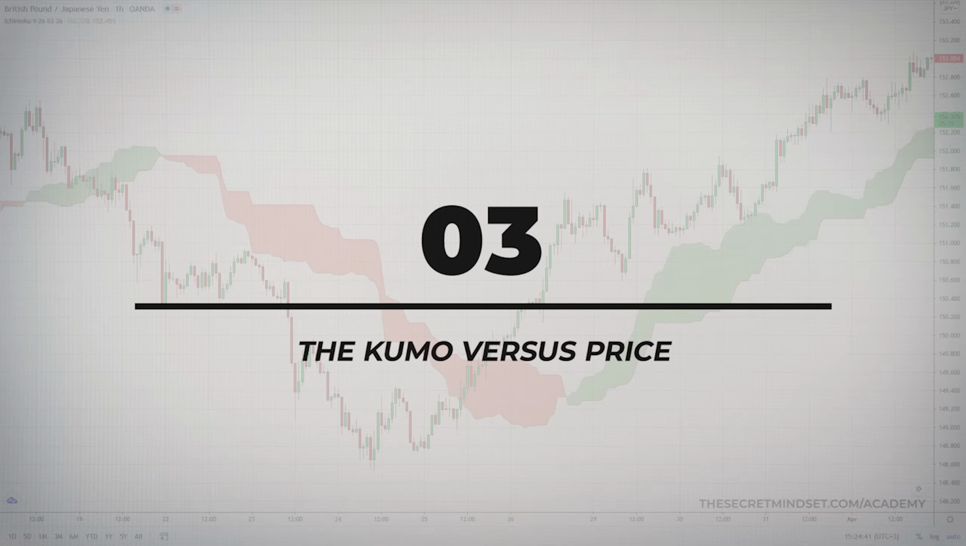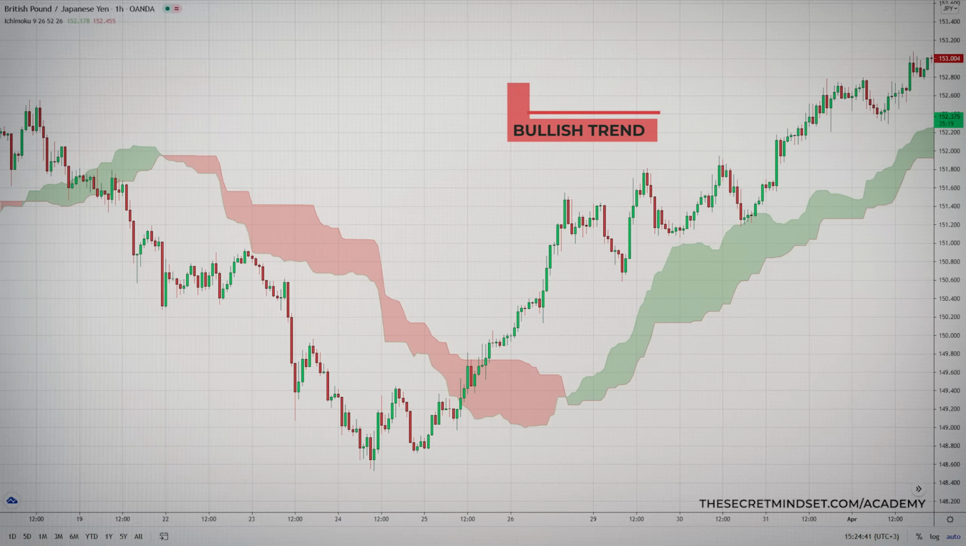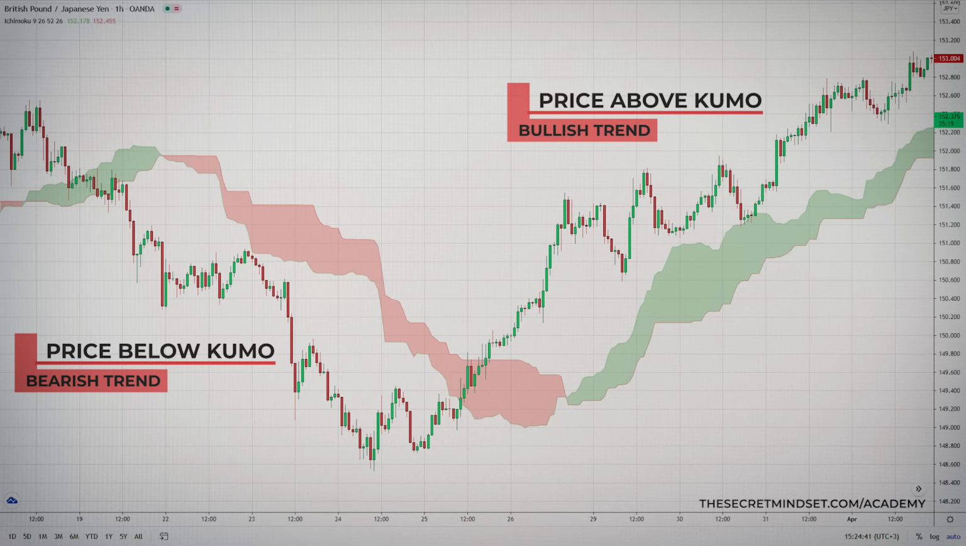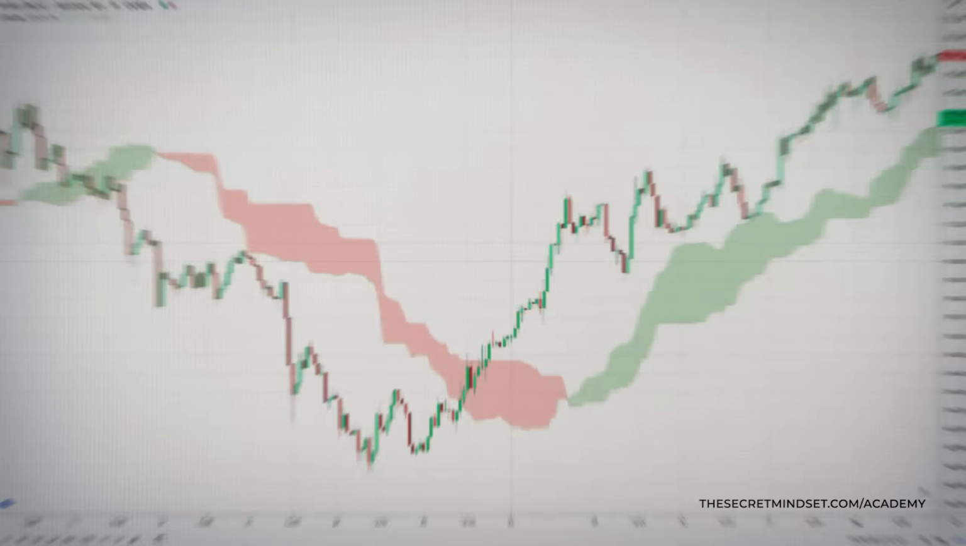Number 3, the Kumo versus price. One of the most basic fundamentals of Ichimoku is, if the price is above the Kumo, the trend is bullish, and if the price is below the Kumo, the trend is bearish. It's very visible and easy to determine if the overall trend is bullish or bearish with this method. Every trend begins with a Kumo breakout, when price breaks out from the Kumo cloud on the upside or on the downside. When price is moving inside the body of the cloud, the trend is not present.